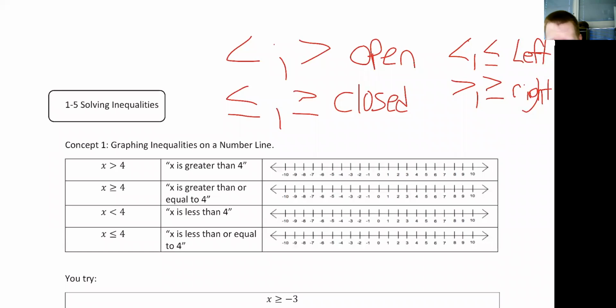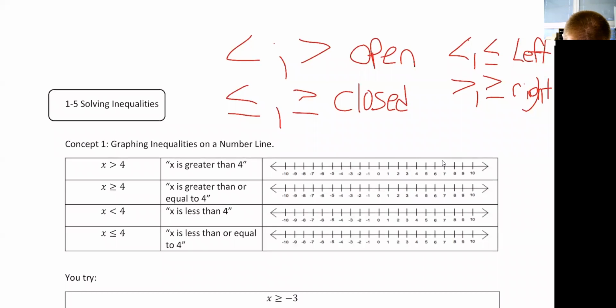All right, welcome everyone. Today we'll be looking at section 1.5, a little bit of review of solving inequalities. Just a little review of some of these symbols. This is a less than symbol. This is a greater than symbol. If you have one of these symbols, you're going to use an open circle when you plot your inequality on a number line. If you have a less than or equal to or greater than or equal to, you're going to use a closed circle.